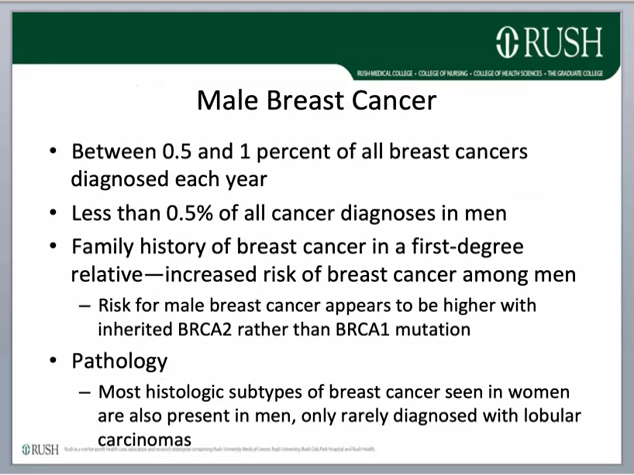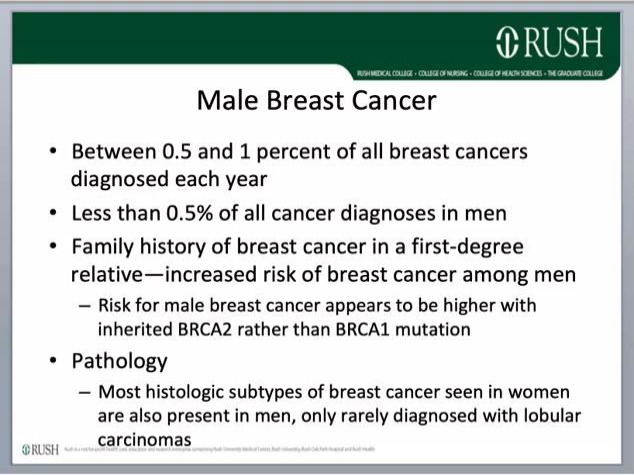As I mentioned, breast cancer does occur in men. In the United States, male breast cancer represents about 0.5 to 1% of all breast cancer diagnosed each year. Breast cancer in men accounts for less than 0.5% of all cancer in men, however. As with breast cancer in women, a family history of breast cancer in a first-degree relative is associated with an increased risk of breast cancer among men. The risk of male breast cancer also appears to be higher with inherited BRCA2 rather than BRCA1 mutation.